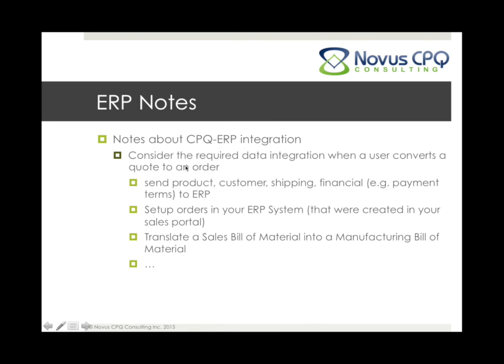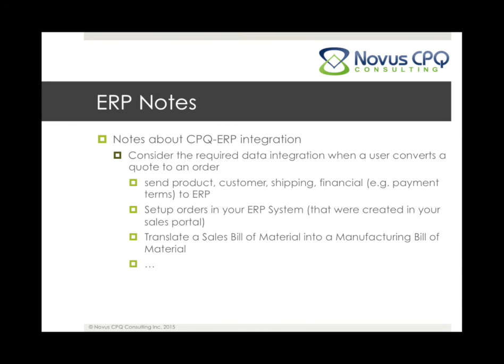The important thing over here is you need to think about the data integration from the CPQ tool to your ERP system. In this case, when the quote is converted to an order, you need to send over product data, customer data, shipping data, financial information, and so on. So this needs to be set up. You need to think about it. There is software available that helps you with that, but it's still a consideration you have to take into account.